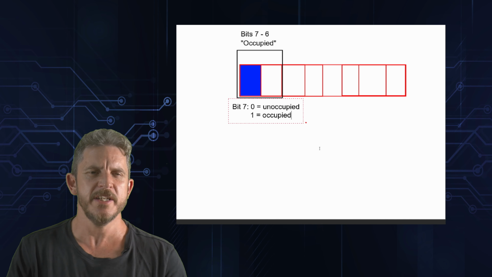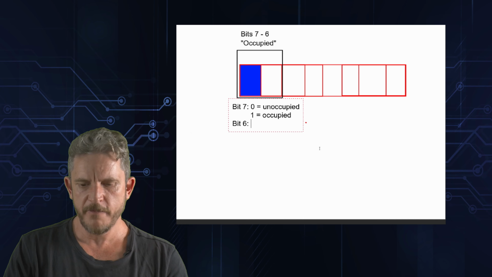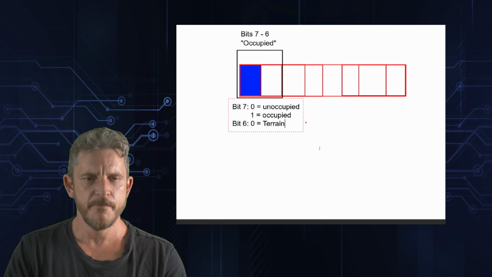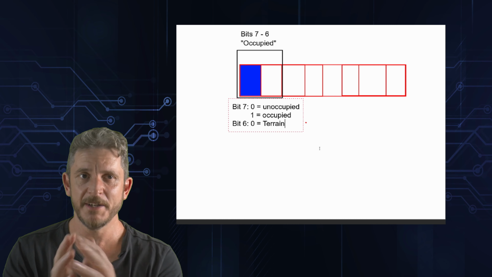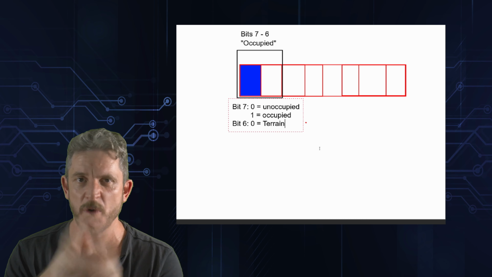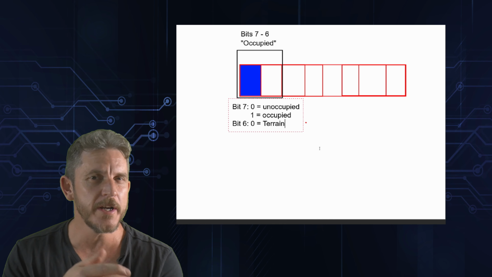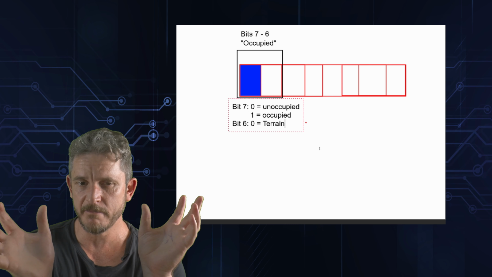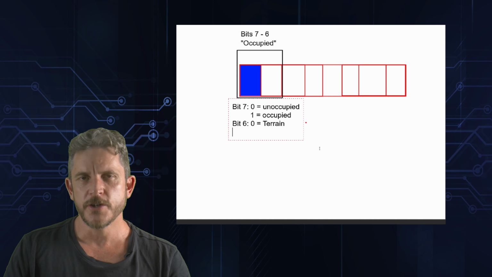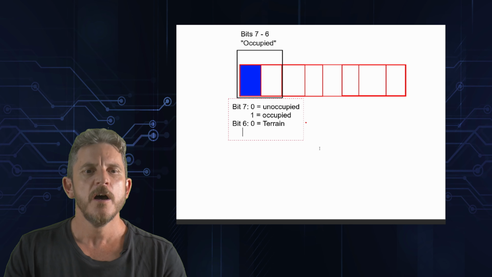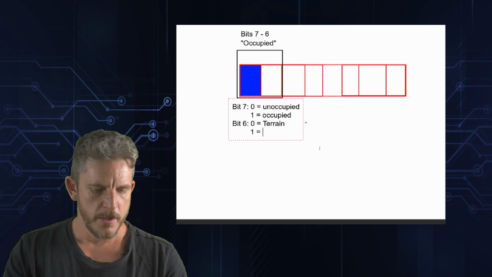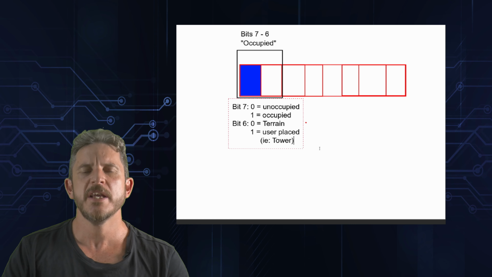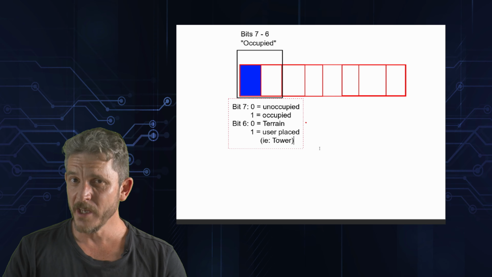Okay, so why 2 bits to indicate whether it's occupied or not? Well, if bit 6 is, let's say 0, then we could say that's terrain. So that means it's hard-coded, that tile has something in it that you can't do anything about, and that would have been loaded up in the initialization from ROM to the occupancy array at level load time. So terrain, it's a hard pass, you just can't do anything about it. Or 1 is, you could say, user placed, i.e. a tower. And that would mean that you could destroy that block.